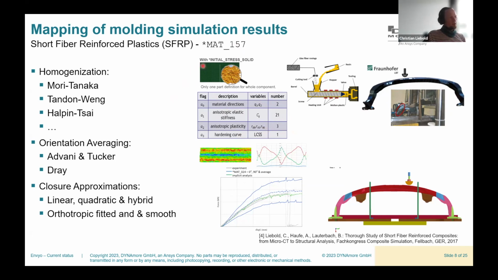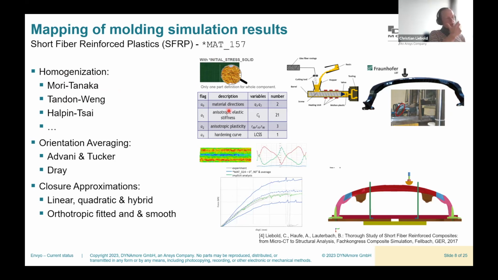For MAT 157, compared to other material models you have to perform this homogenization in advance, and therefore ENVYO supports rather simple homogenization values like Tandon-Weng and Halpin-Tsai, but we also support the standard Mori-Tanaka mean field theory to derive the elastic stiffness components. Nevertheless, you will sooner or later need a kind of meta model-based estimation of plasticity and the anisotropic plasticity parameters based on your orientation tensor shape.